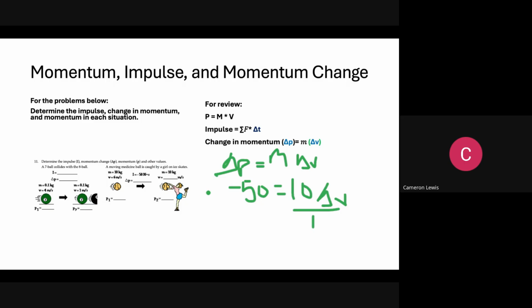I see times 10, so I do division by 10. Ooh, that was ugly. I don't know why I just did that. What is negative 50 divided by 10? Negative 5.